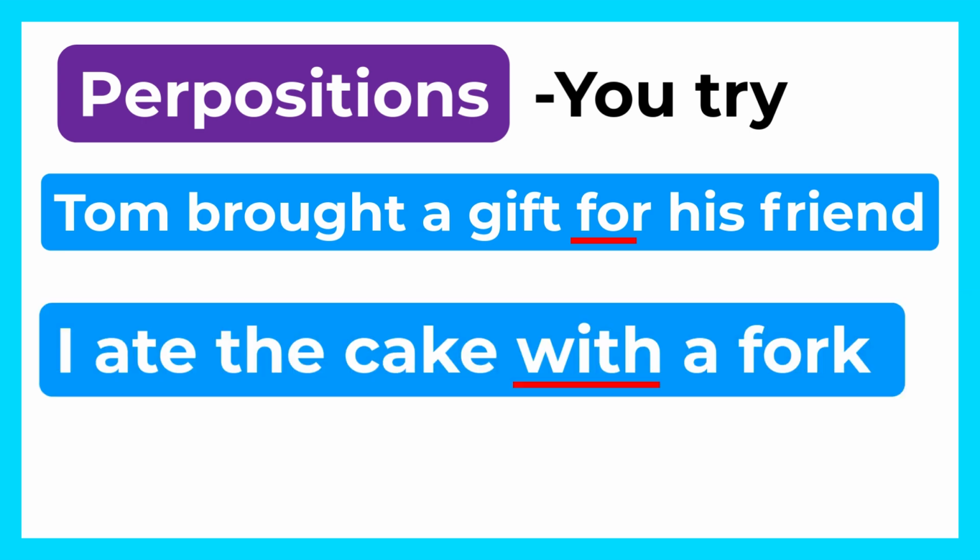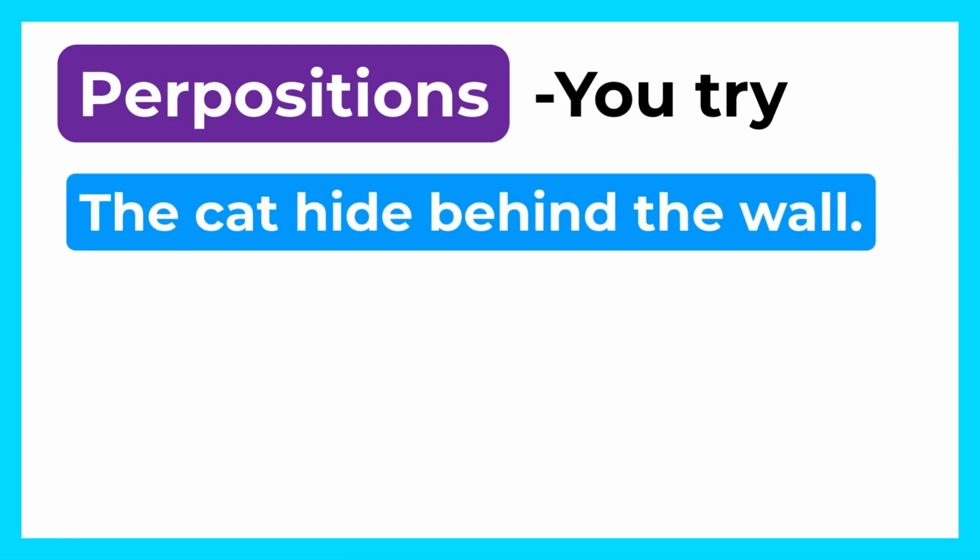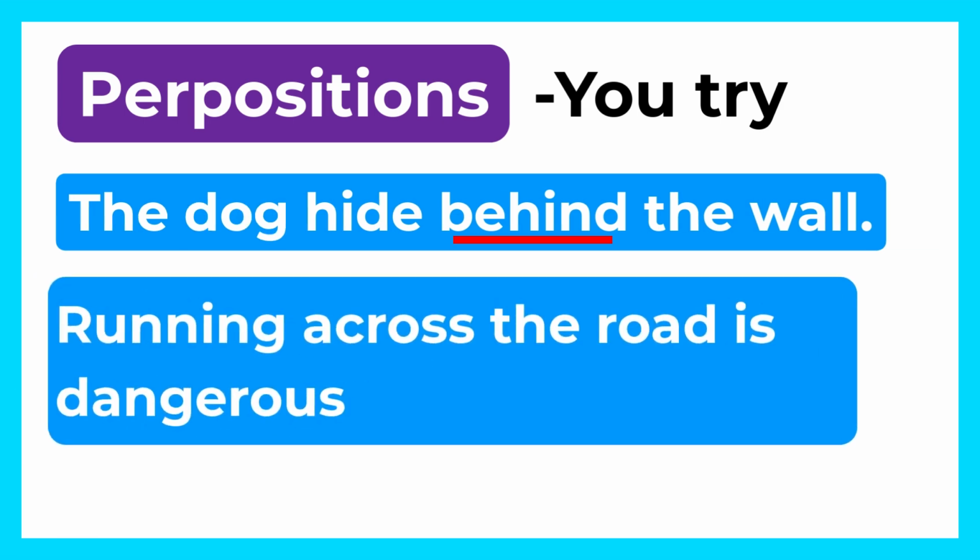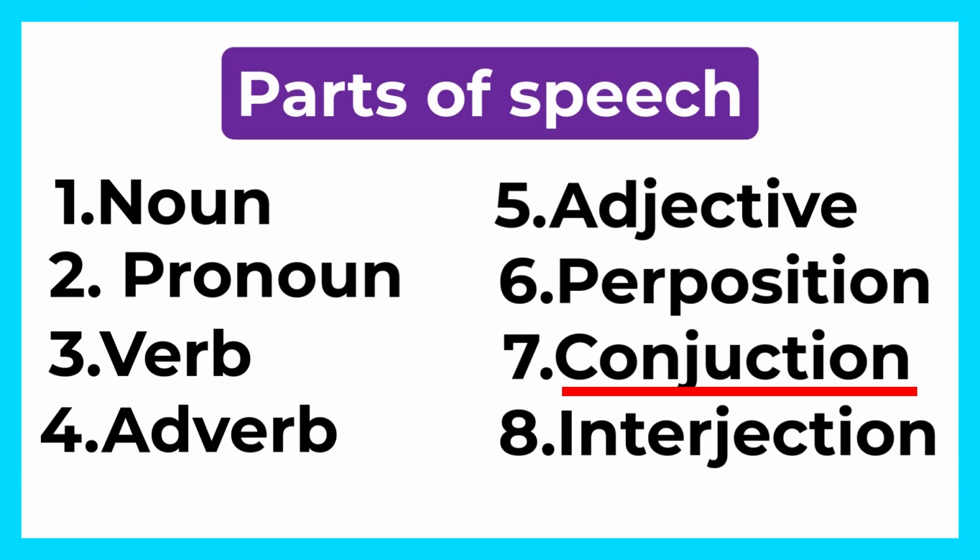The preposition in this sentence is with. The cat hid behind the tree. The preposition in this sentence is behind. Running across the road is very dangerous. The preposition in this sentence is across.